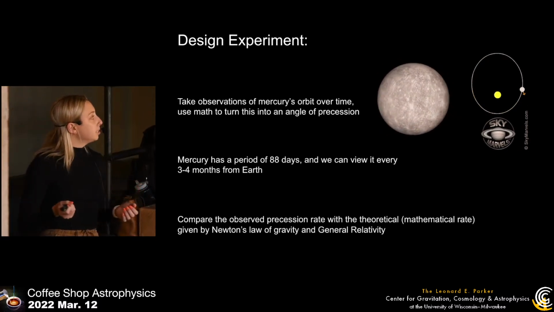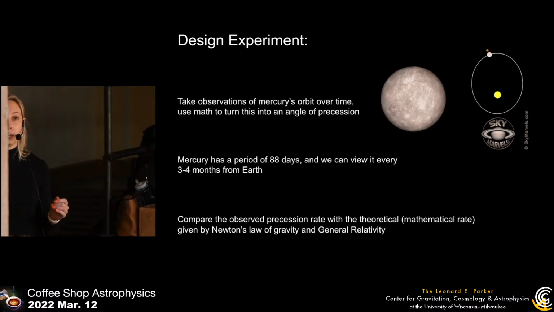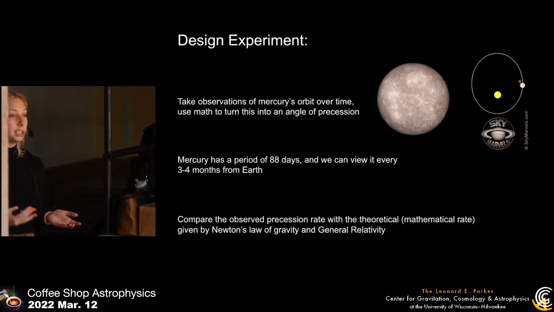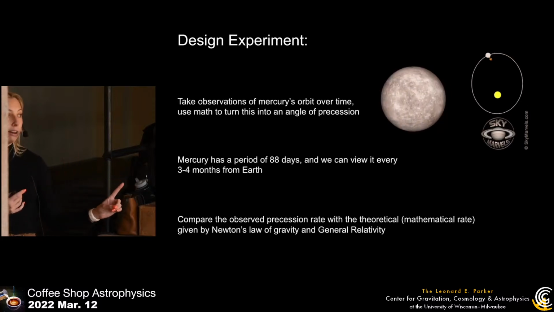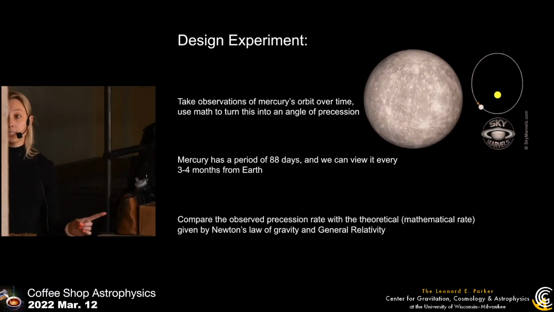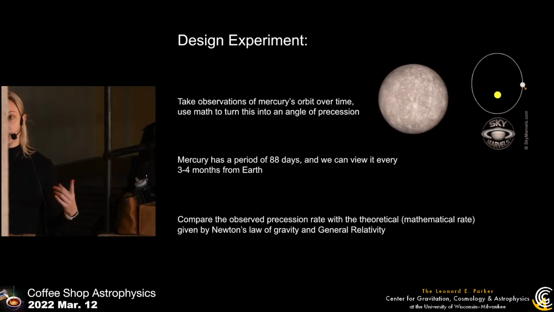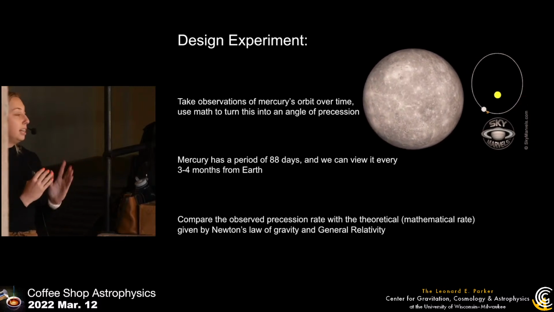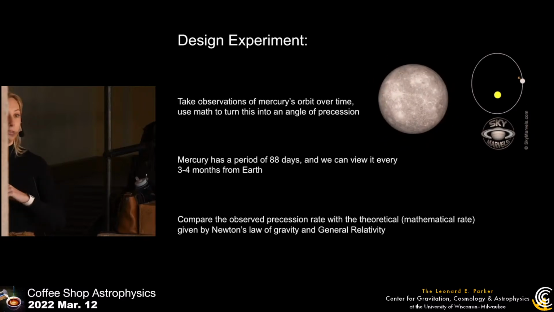And the goal is to compare this observed precession rate with the theoretical answer given first by Newton's law of gravity and then by Einstein's theory of gravity, or general relativity, and then compare which mathematical theory gives us the same as that observed rate.